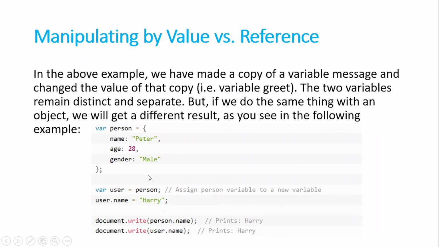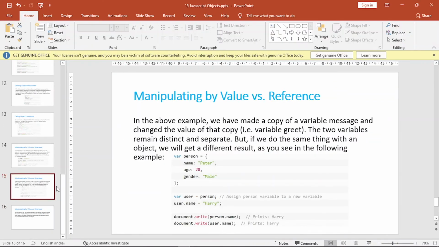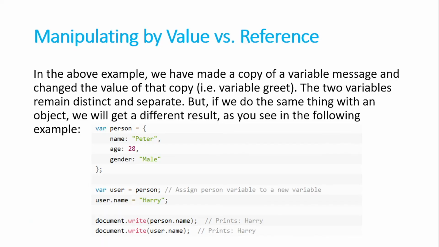So this is called manipulating by reference. When we make a copy of objects, they are copied by reference, so they share the same address. We create a pointer denoting that address, and if we change any property from either variable, the other variable will also be affected. But in the earlier case it was not so. Let me just refresh it. You can see that it is not affected now.